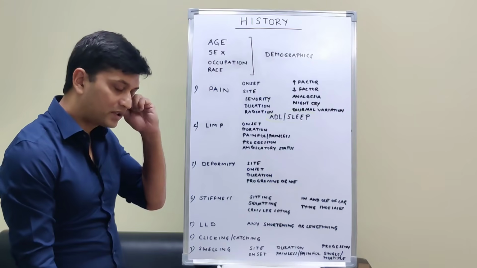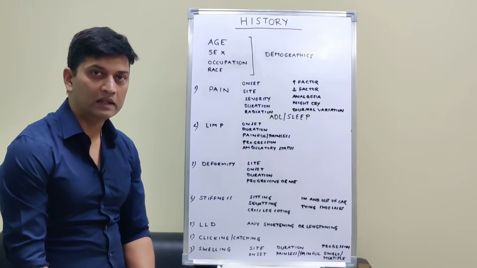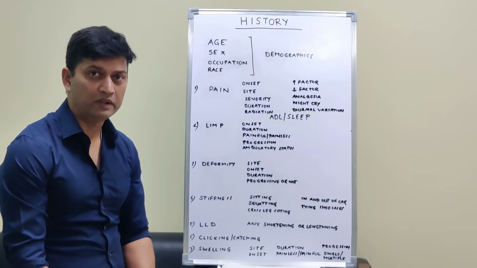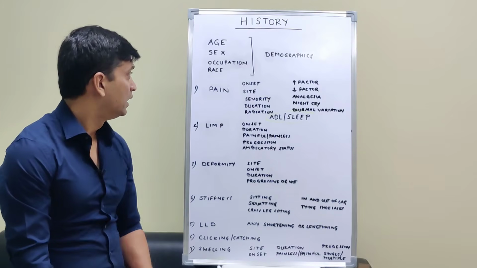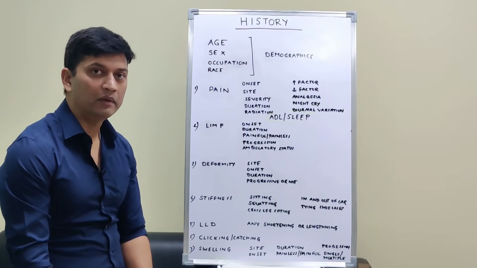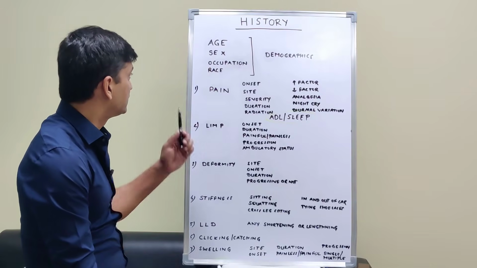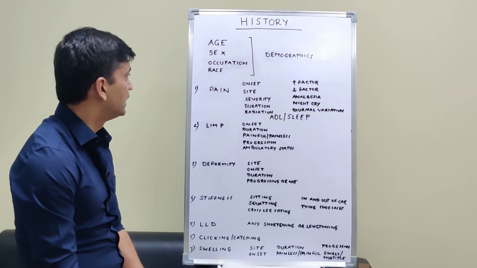Then you need to ask the sex. Certain diseases are more common in males than in females, such as Perthes or SUFE. You will see usually they are more common in male kids. Occupation also has got an important role. Somebody who has got a sitting job is very different to somebody who is a laborer.